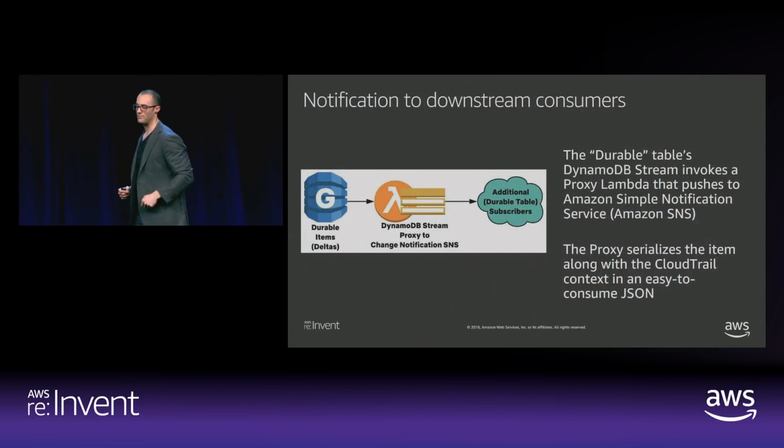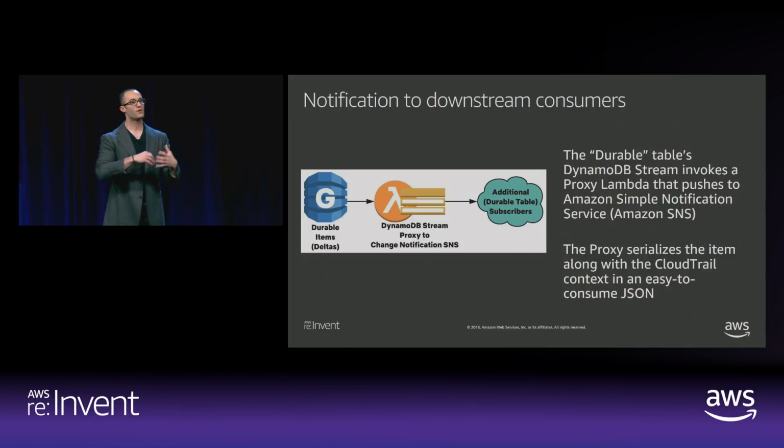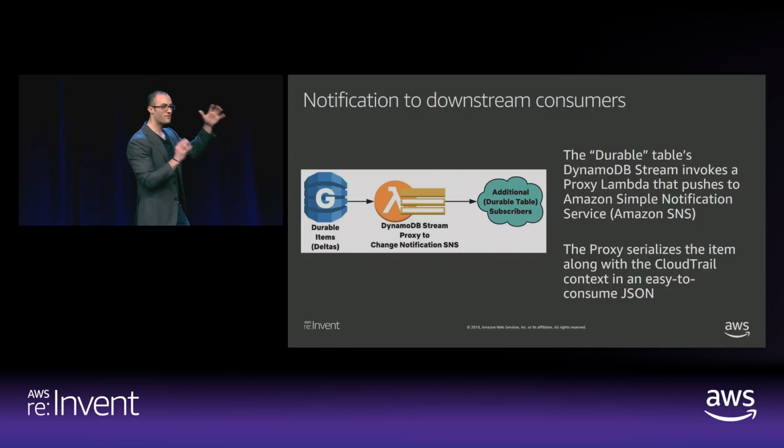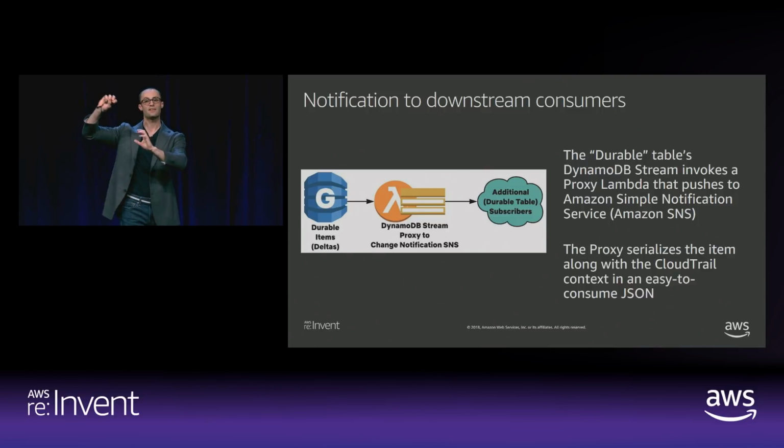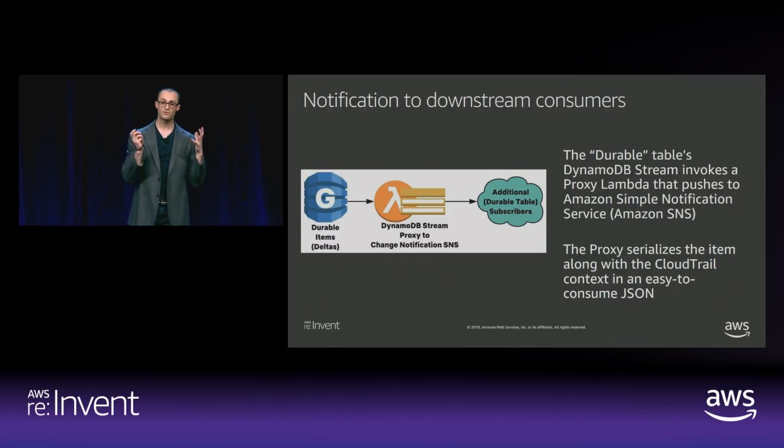And this is where the magic happens. At this point, there's a DynamoDB stream on the durable table that invokes another Lambda function that takes all of the details of that resource, the full resource config, along with the CloudTrail context, and it sends that onto SNS for any downstream consumer to care about that change. And they get the full context of that change with the CloudTrail context, and they can then make very intelligent choices with that. This is great.